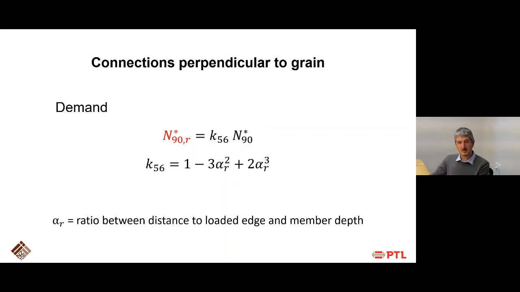To determine the demand, the equations are quite similar to the notches. In fact, they're determined in a very similar fashion. Again, you have your demand, in this case, your tensile demand in the connection, multiplied by a factor, which in this case is the distance. The factor K56 is a function of alpha, which is the ratio between the distance to the loaded edge over the member depth itself. Once you have determined this demand, you can proceed designing your reinforcing, as we have seen for the cases before.